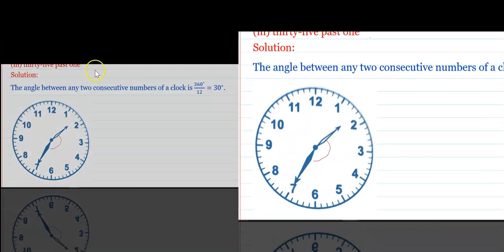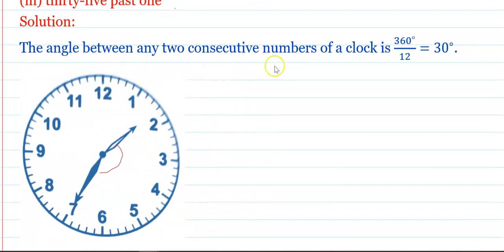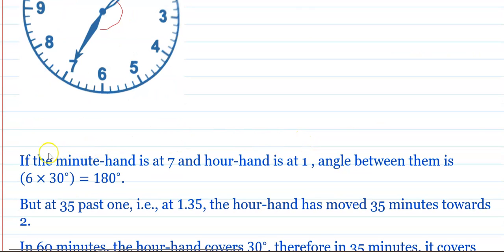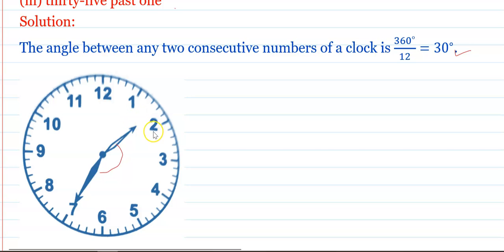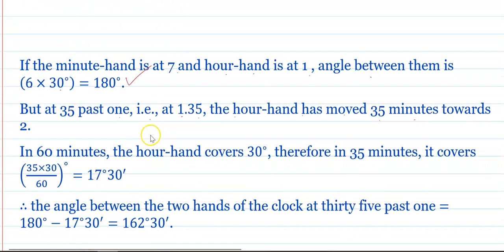Now see this again. या नेहमीच्या आपल्या स्टेप्स आहेत. The angle between any two consecutive number of a clock is 360 upon 12. Then you will get here 30. Next, if the minute hand is at 7 and the hour hand is at 1, the angle between them is 6 into 30. That is equals to 180. But at past 35, okay, 35 past 1, that is at 1.35, the hour hand has moved 35 minutes towards 2. म्हणजे हा hour hand हा 2 कडे गेलेला असेल 35 मिनिटं. Okay, that we want to find out.